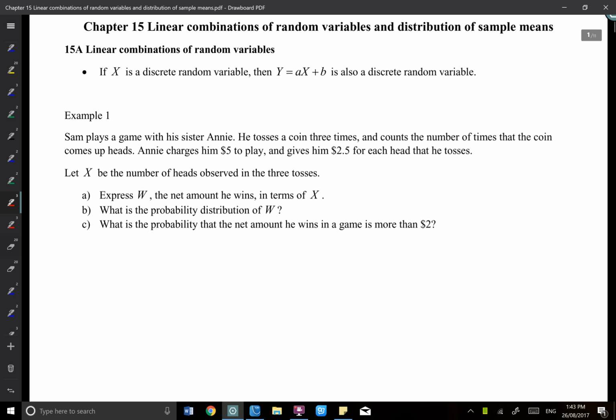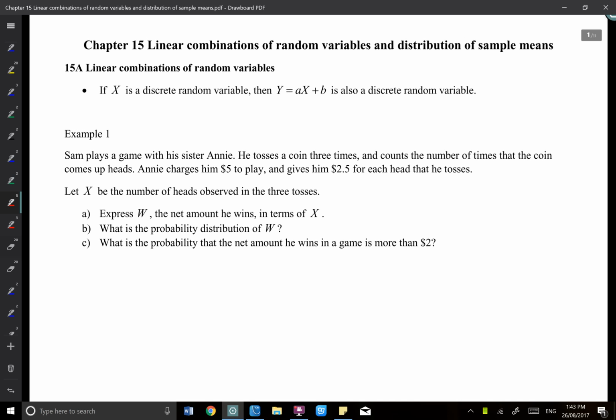Sam plays a game with his sister Annie. Well, first of all, we talk about linear combinations of random variables. Do you know linear combinations from methods? It's exactly the same thing. A linear combination is like aX plus b.